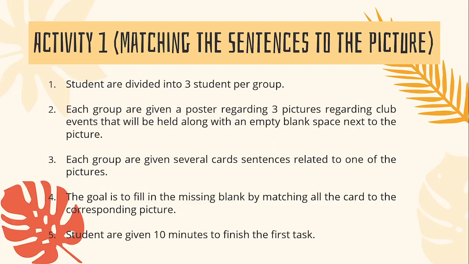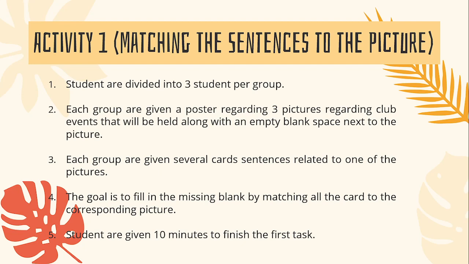Okay, so students are divided into groups of 3 students per group. So the whole class will be divided into groups, which include 3 students per group. Each group is given a poster with 3 pictures regarding the club events that will be held, along with an empty blank space next to the pictures. So basically, there's a poster with 3 pictures, and each of the pictures includes a blank space. The blue box will be showing up later on.